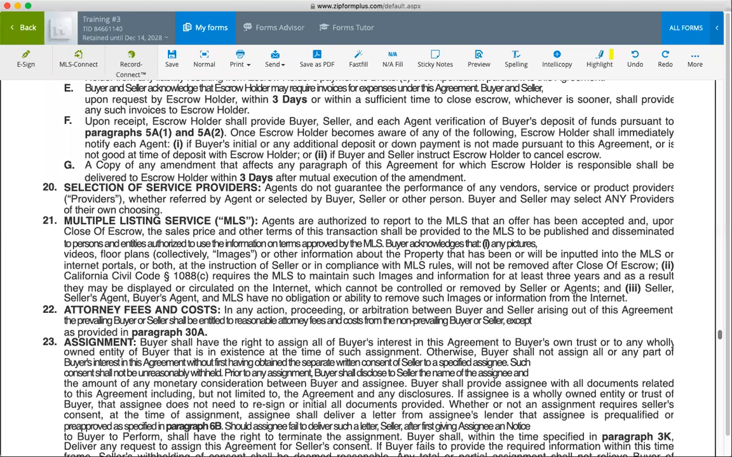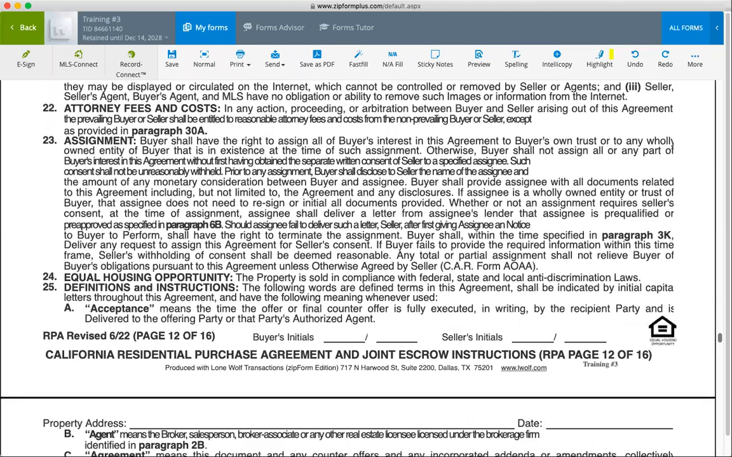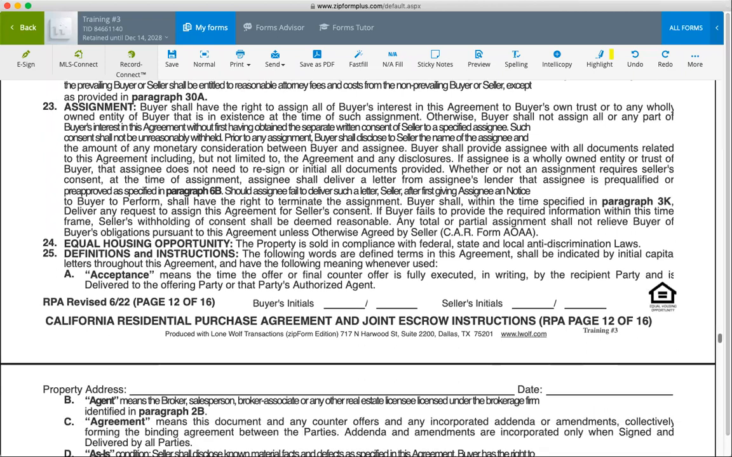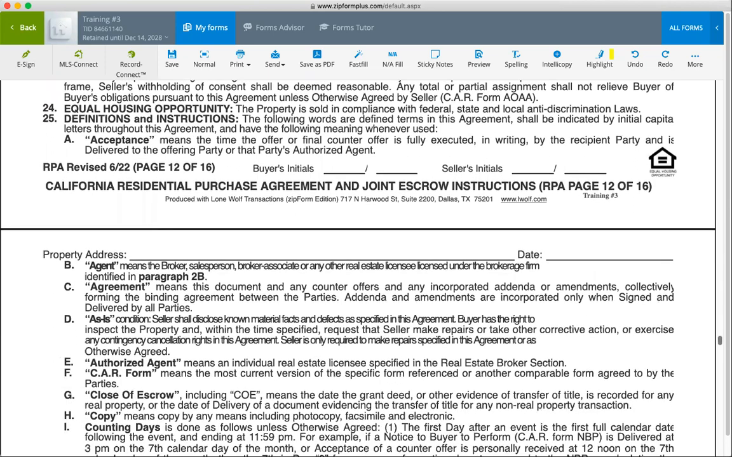Talks about service providers, multiple listing service, attorney's fees and costs. The prevailing party in any dispute, generally under these contract terms, is entitled to their attorney fees, which can be quite expensive. Here's the buyer's right to assign the contract and what the restrictions are on that assignment. And then definitions.